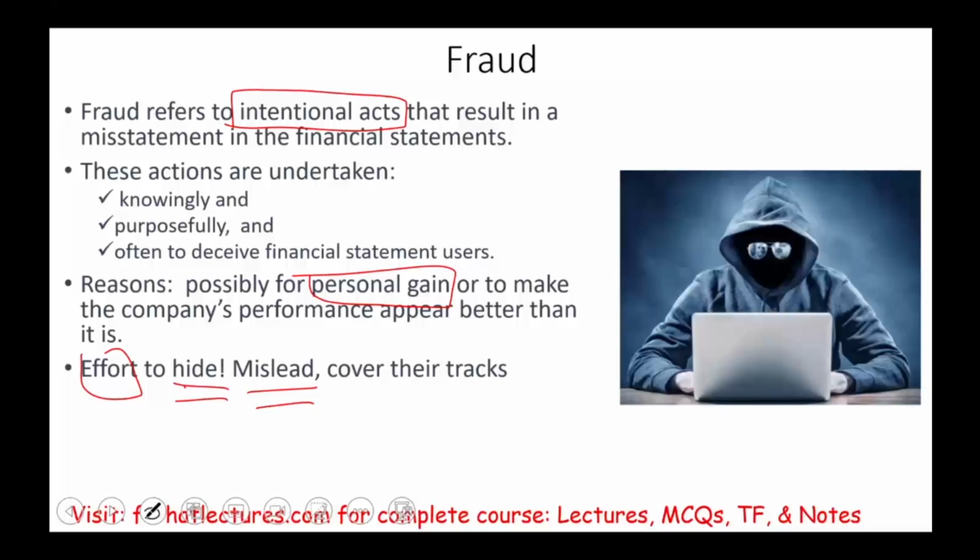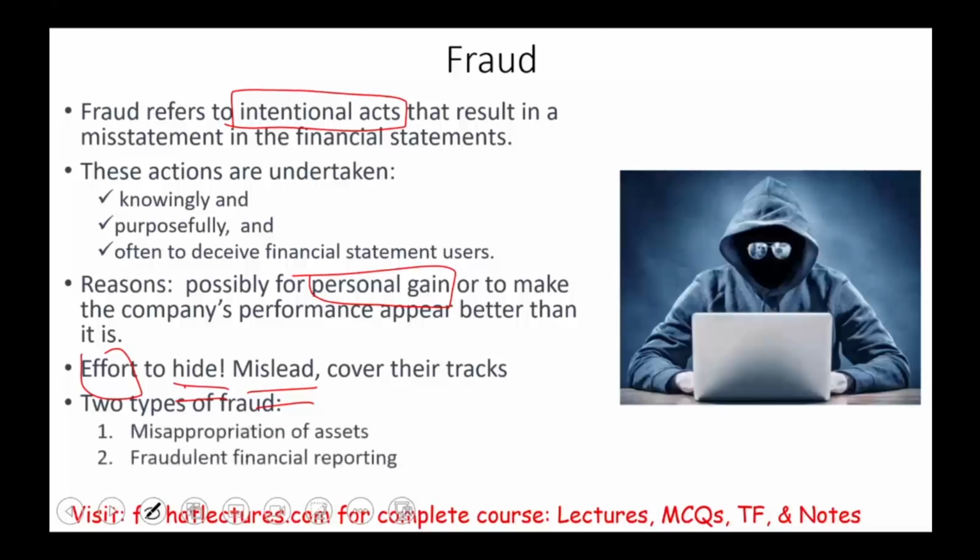Now, the auditor also mentions this in their financial report. They will mention that frauds are different than errors, and they will explain why. And there are two types of frauds. There is misappropriation of assets and there is fraudulent financial reporting. So we need to know the difference between misappropriation of asset versus fraudulent financial reporting.